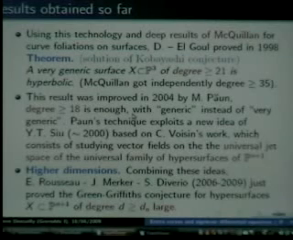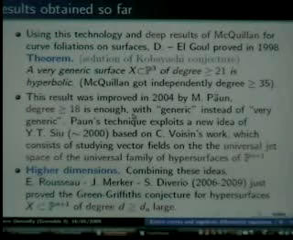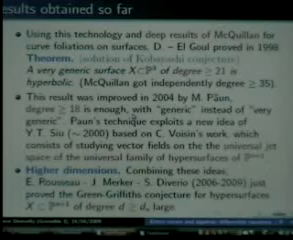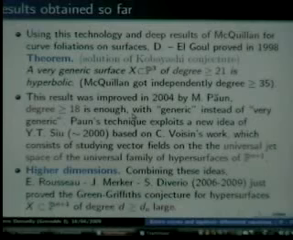because somehow any projective algebraic variety is at least bimeromorphic to a hypersurface of high degree, of some degree in projective space. So this is already quite substantial. So I will explain a little bit more about that.